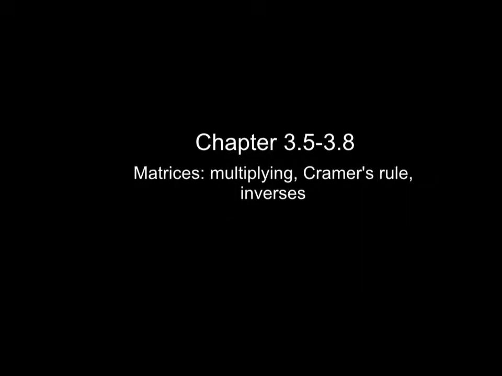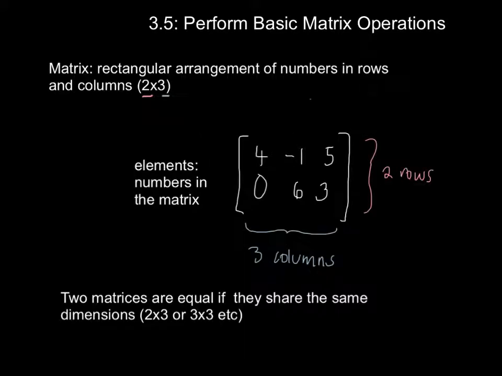Hey, this is chapter 3.5 to 3.8, and we're going to be covering matrices, specifically multiplying, Cramer's rule, and inverses. So 3.5 is titled Perform Basic Matrix Operations, and we're going to first define what a matrix is, and that is a rectangular arrangement of numbers in rows and columns.